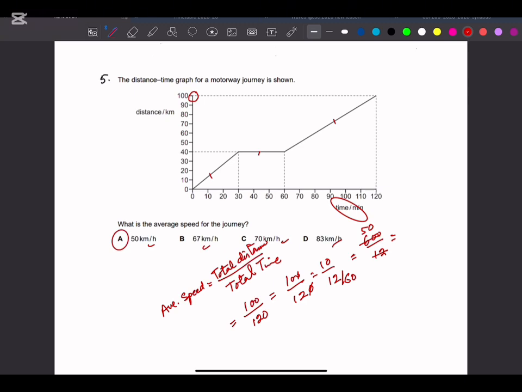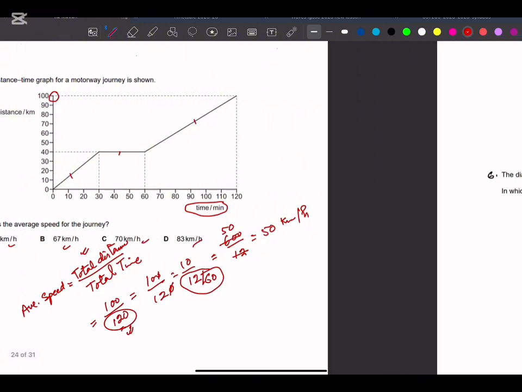So here, not only do you have to consider the total distance and the total time, but you have to think about the unit of the time. As I said, in this case the unit is minutes, but all the answers are in hours. So you have to convert your minutes into hours. 120 you can do at this stage, but the answer will be 50 kilometers per hour. So this is how you will get the right answer. So the answer is A. So for the fifth question, the answer is A.